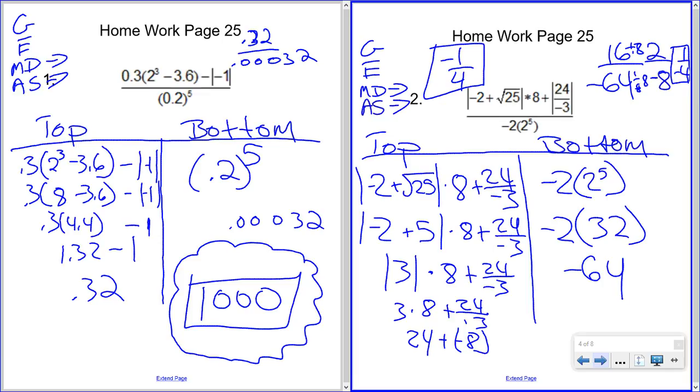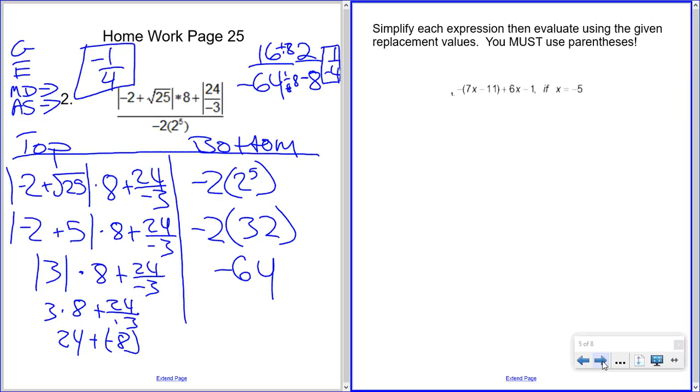So that's how we do that. Order of operations when you have fractions: go ahead and break it apart. It's going to be a lot easier when you break it apart. Just worry about the top, then you worry about the bottom. Let's move on. Go to the next one.